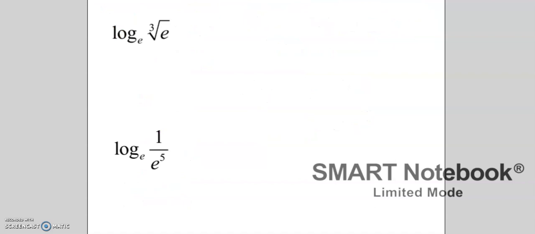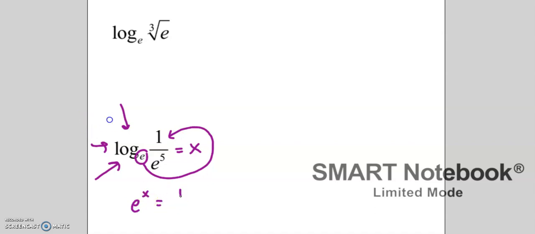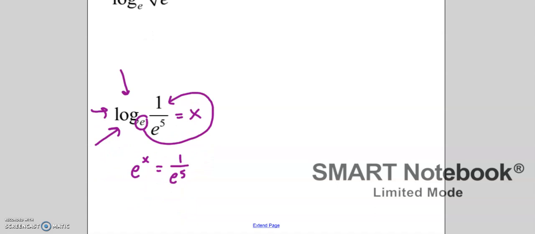Try this problem on the bottom first. It works like what we just talked about. And then after that, we'll do the one on top. Okay, so step 1 was set it equal to x. Then do your lasso. Then rewrite the right side as e to the negative 5, and then x equals negative 5.